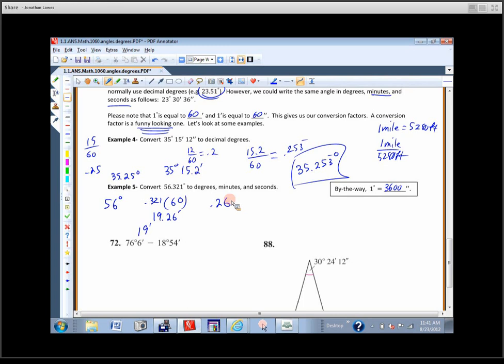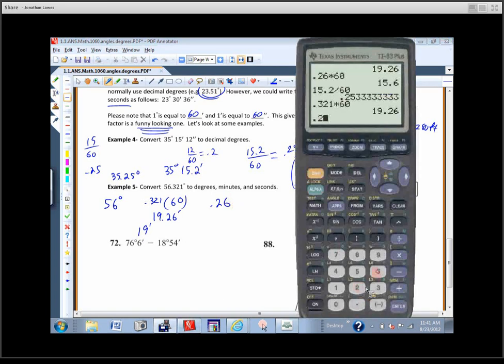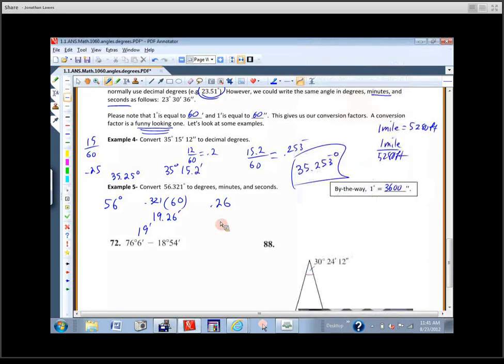15-ish, somewhere around there. So let's grab our calculator again. Let's take the 0.26 times that by 60, 15.6. So times 60 is 15.6 seconds. So if I take the 56 full degrees that I had, took that decimal 0.321 times it by 60, I had 19.26 minutes, 19 full minutes. And then I take the 0.26 times it by 60, that gives me 15.6 seconds. So we have 56 degrees, 19 minutes, and 15.6 seconds.